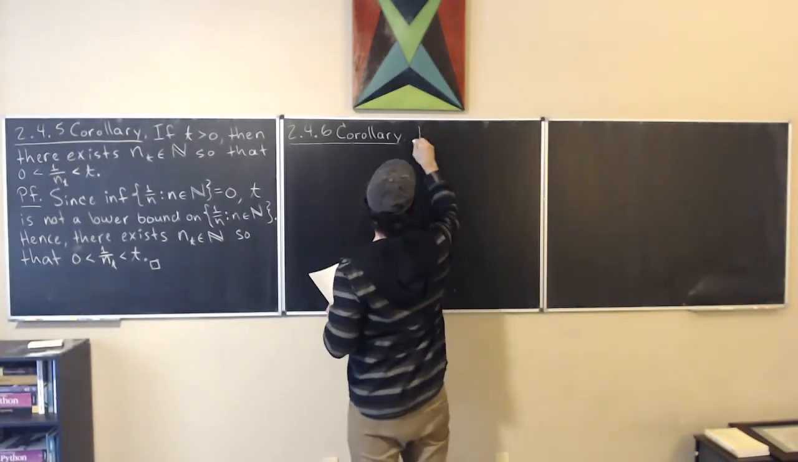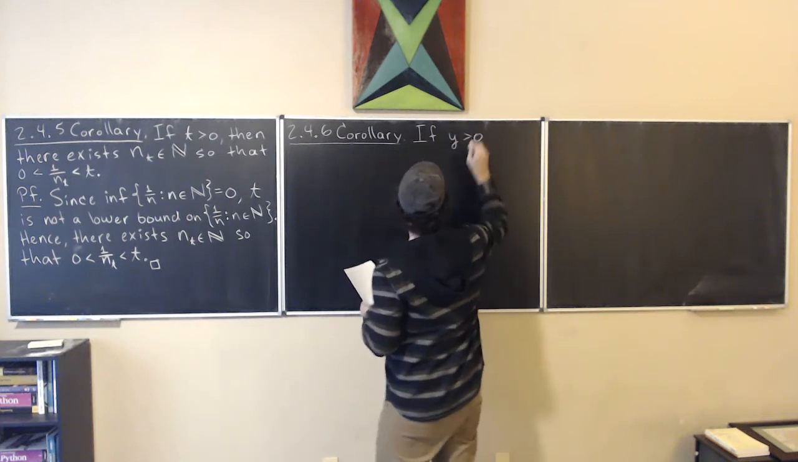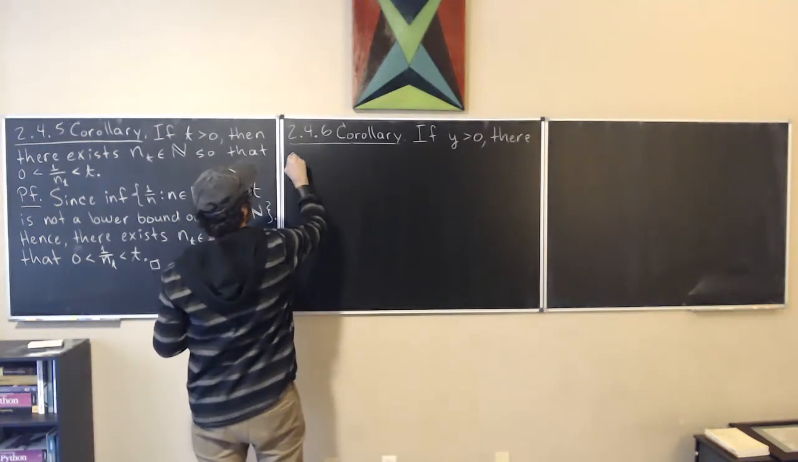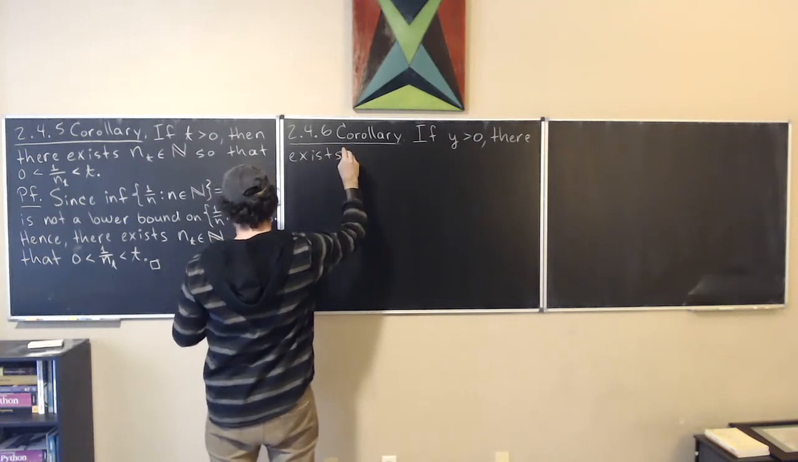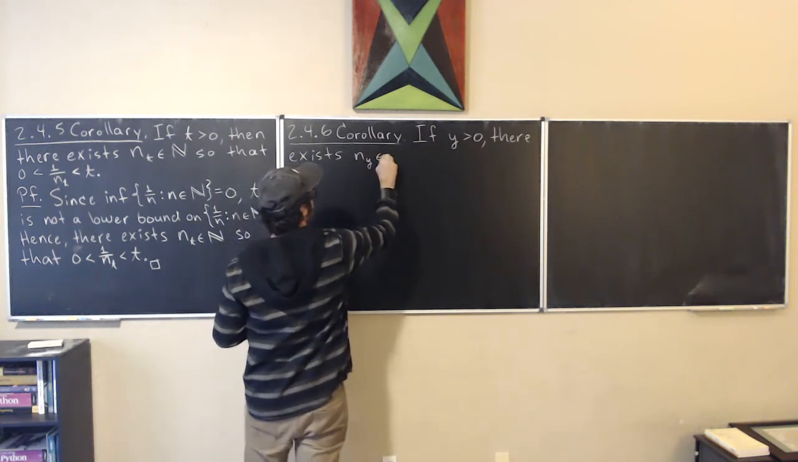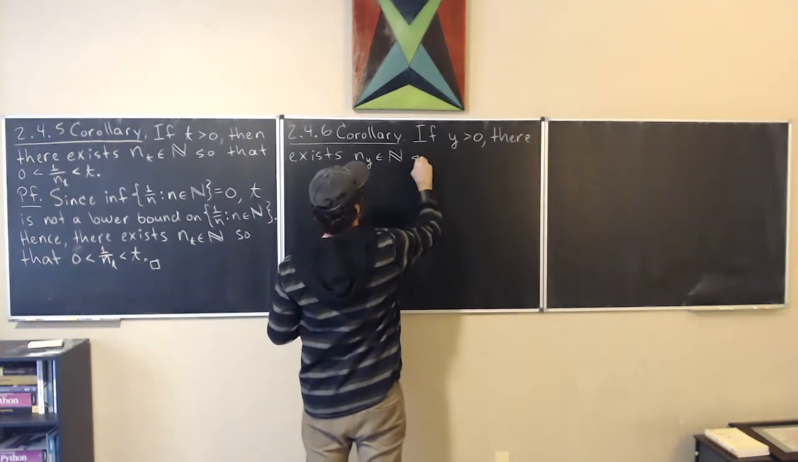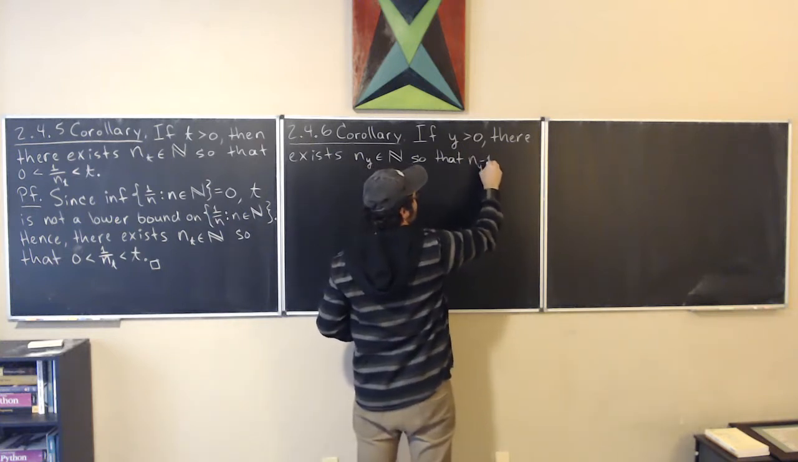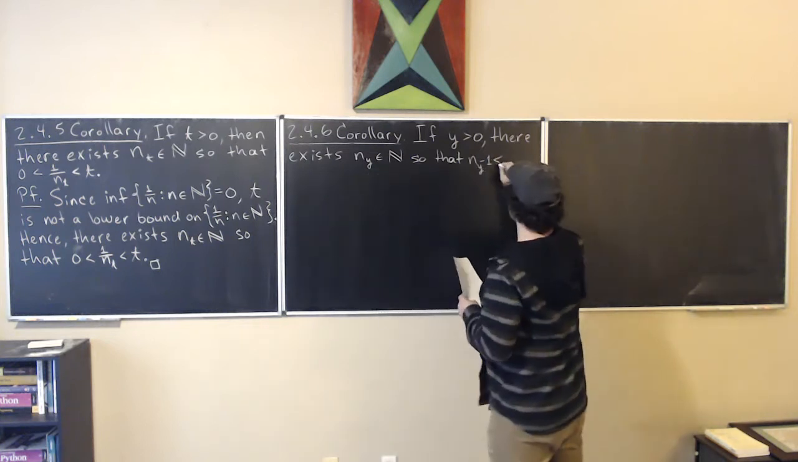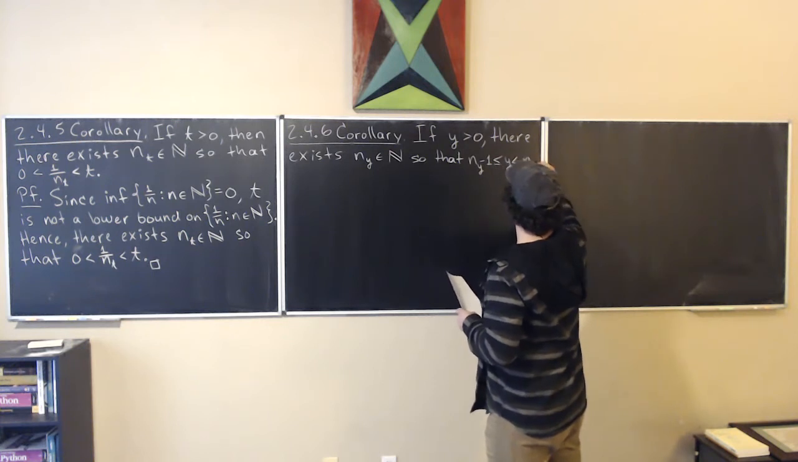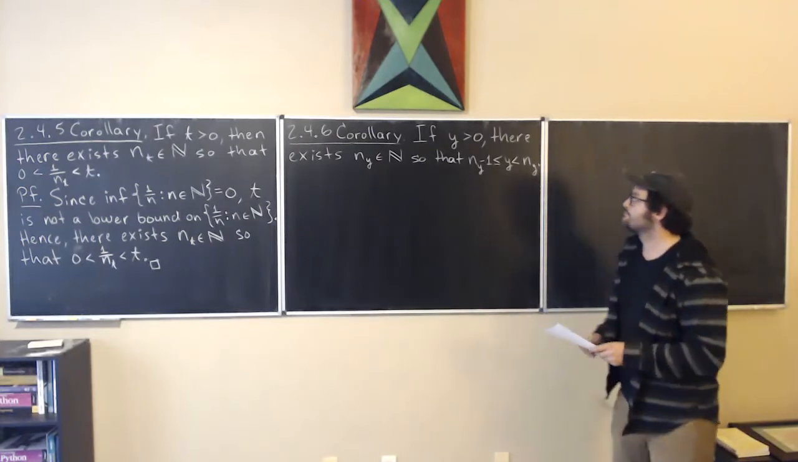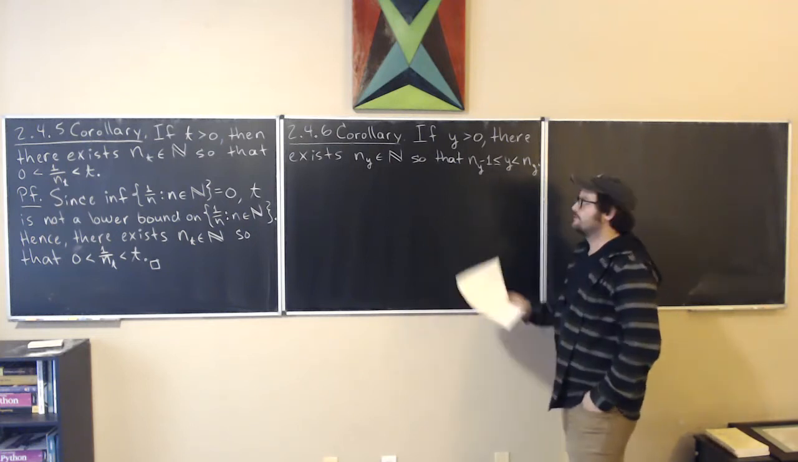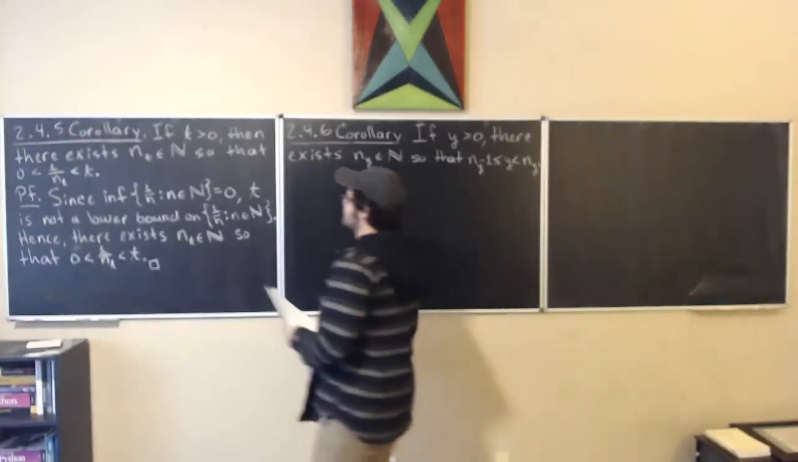So what does this say? It says that if y is greater than 0, there exists some natural number, say n of y, so that n of y minus 1 is less than or equal to y, which is strictly less than n of y. So for any positive real number, there is a natural number that bounds it above and below with the subtraction by 1. Okay, so let's look at the proof of this.